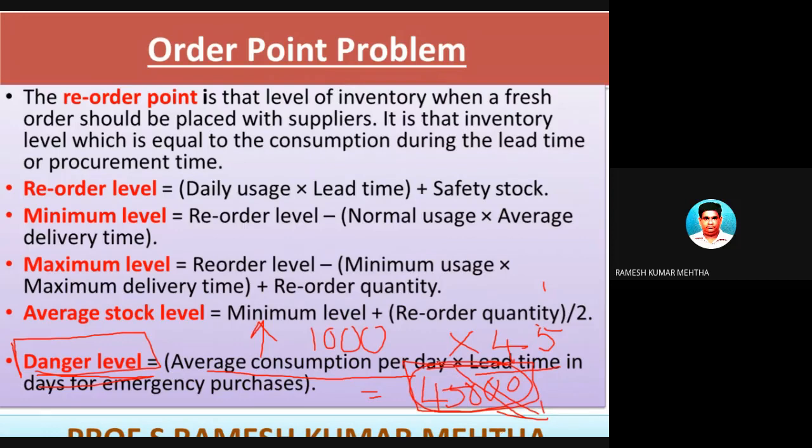So whenever the stock is approaching this particular point of 45,000 units, you have to reorder immediately, because you will take 45 days to get what you have ordered. Hope you have understood what danger level is.